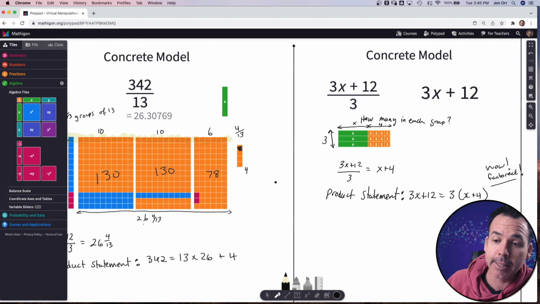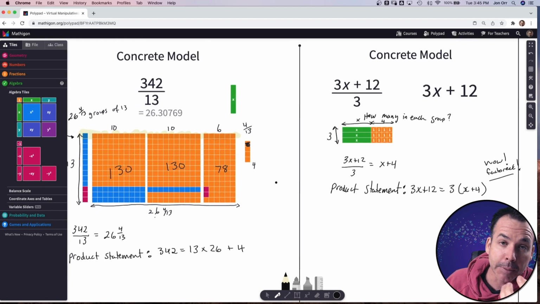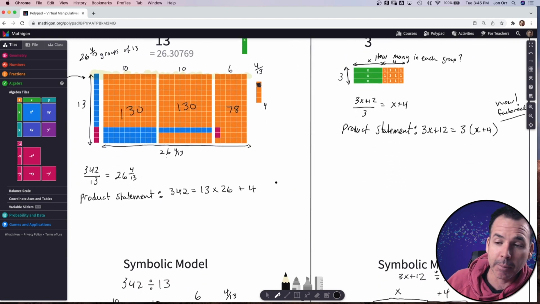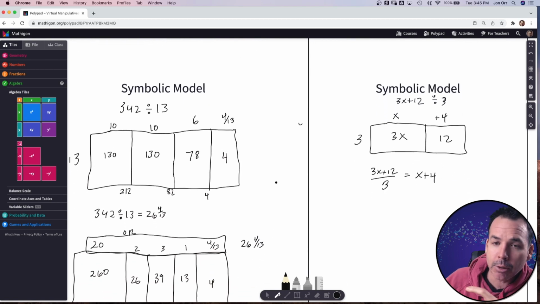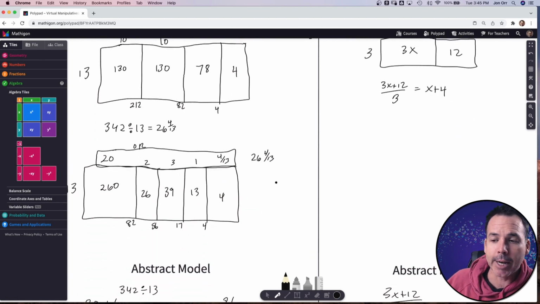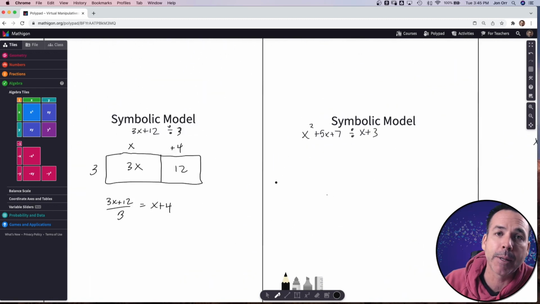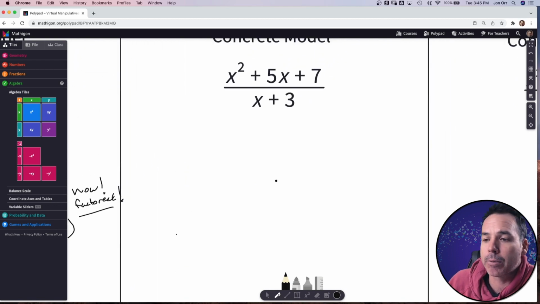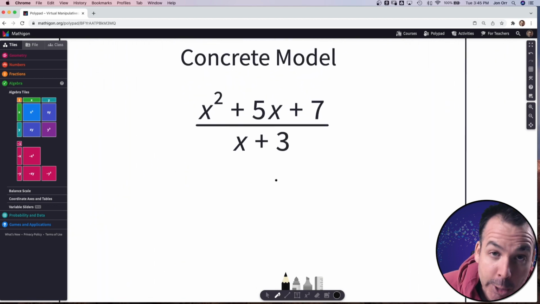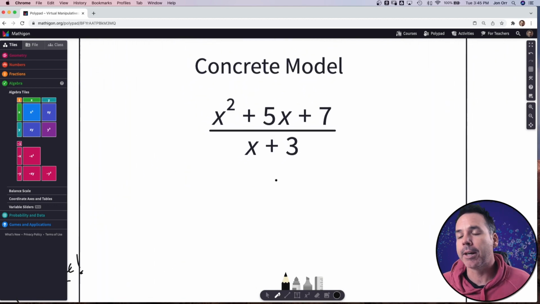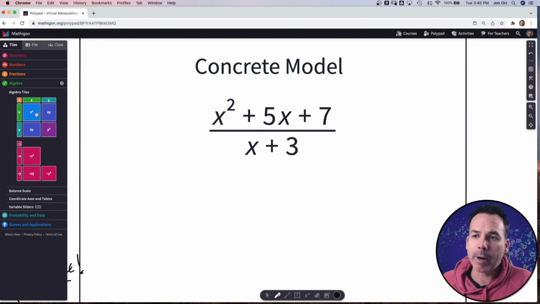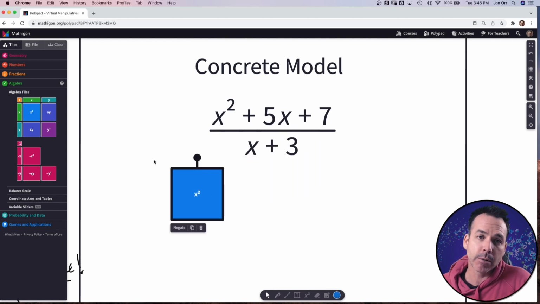And so the abstract model does work, and you can see when you complete the same algorithm steps you would in just a whole number problem, like 342 divided by 13, we're still doing a multiplying up strategy. We're trying to figure out how many groups of this fit in that, what's left over, where's the subtraction. It all happens in that same algorithm, even when we're using expressions. So it's all connected together here, and it's a nice progression as we move forward into high school.